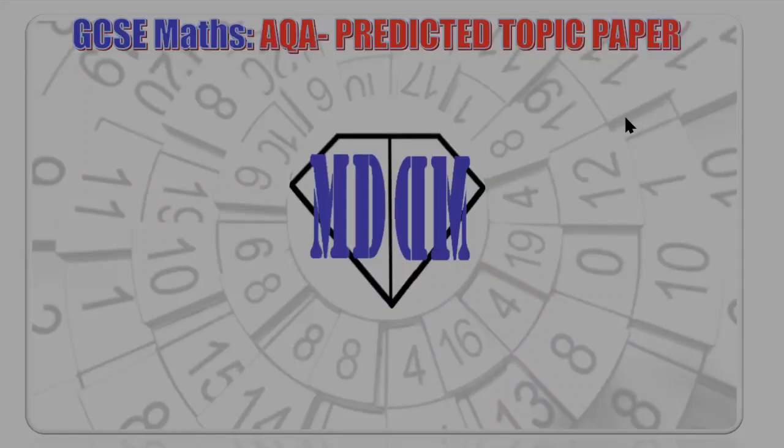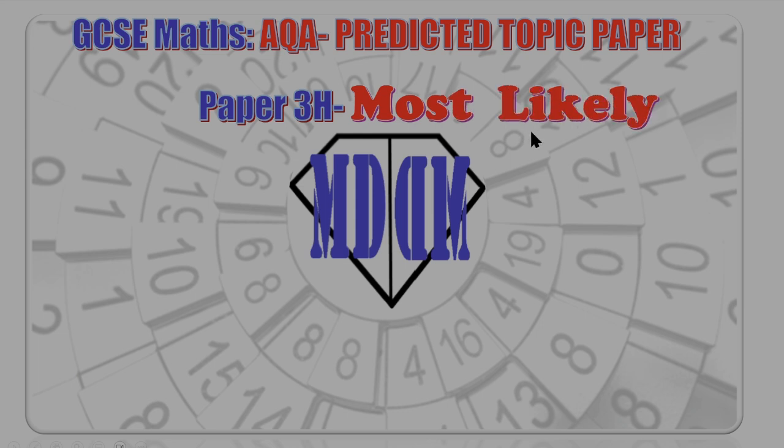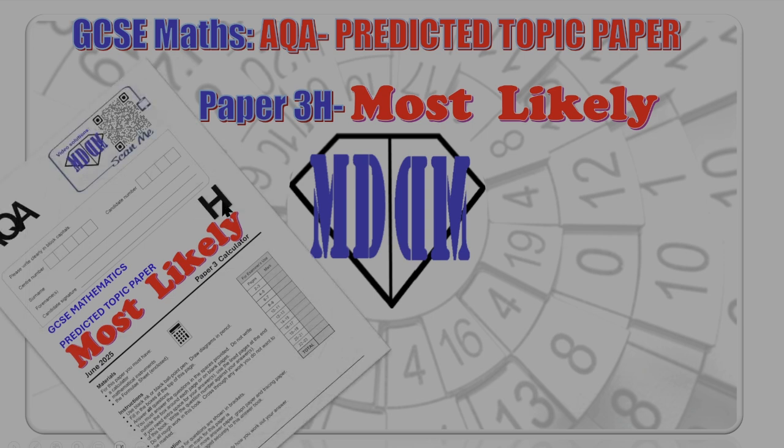Today I'm going to be carrying on with my AQA predicted topic paper series, and this is going to be paper 3H that I am calling a most likely paper. Attached to the description of this video, you'll find a link to a Google Drive where you can download a copy of the paper. I would strongly recommend you've either done the paper before watching the video or do it alongside the video just to get the most out of it.